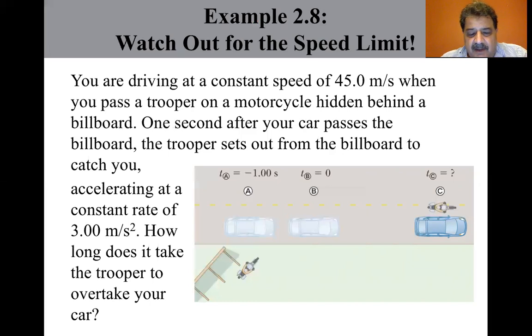First, we write expressions for the position of each vehicle as a function of time. It is convenient to choose the position of the billboard as the origin and to set TB as the time the trooper begins moving. At that instant, the car has already traveled a distance of 45 meters. Remember, it says 1 second after your car passes the billboard, the trooper sets out. So if you make that T0, then you've already gone 45 meters. Okay, the initial position of your car is 45 meters once the policeman starts.